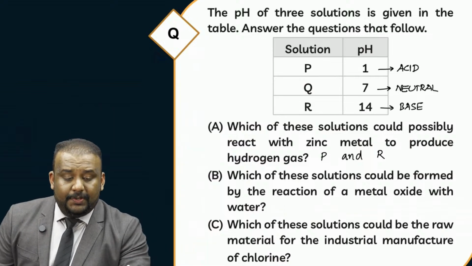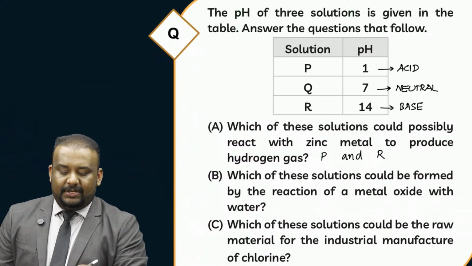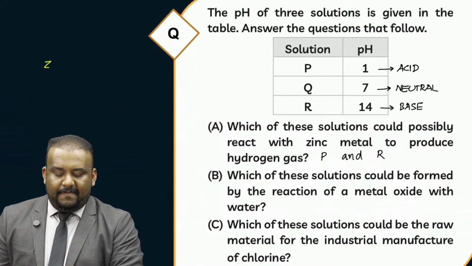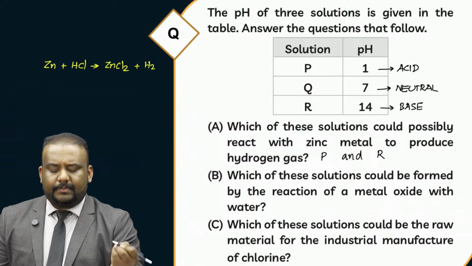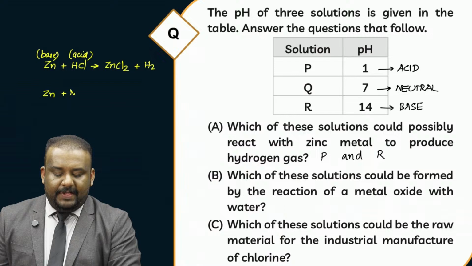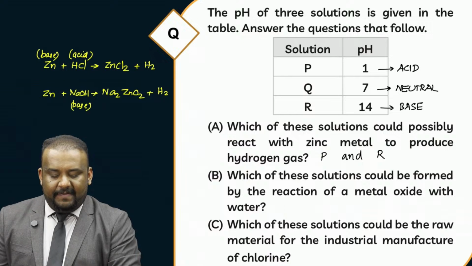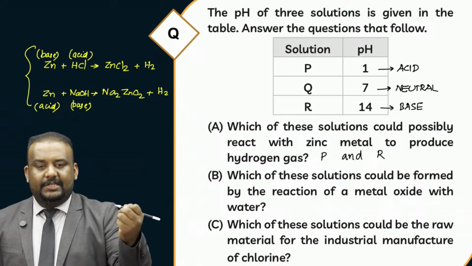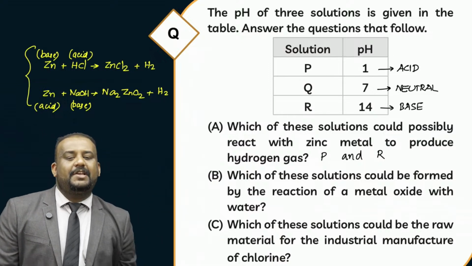So I want you to remember and recollect the reactions of zinc metal when it behaves like an amphoteric metal. For example, Zn plus HCl. If it reacts with HCl, it forms ZnCl2 plus H2. In this reaction, the acid is HCl and zinc is behaving like a base. Whereas if zinc is reacting with NaOH, what will happen? It will form Na2ZnO2 plus H2. In this reaction, NaOH is the base, but zinc is behaving as an acid. So these two reactions confirm the amphoteric behavior of zinc.